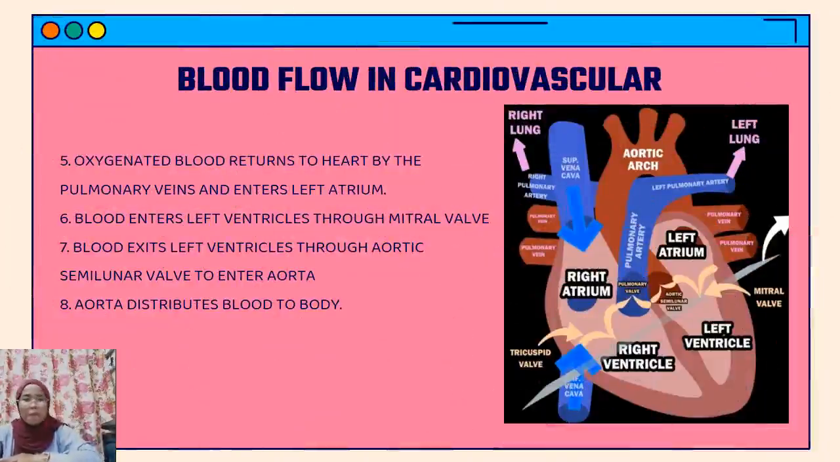Okay, now blood flow in the cardiovascular system for oxygenated blood. Blood comes back from the lungs through the pulmonary veins, then enters the left atrium. Next, the blood is pumped into the left ventricle through the bicuspid valve. Finally, the oxygenated blood leaves the left ventricle through the aortic semilunar valve, entering the aortic arch. Lastly, the aorta will distribute blood to the body.